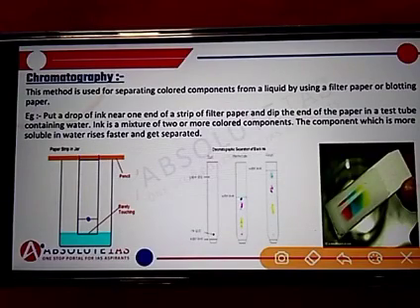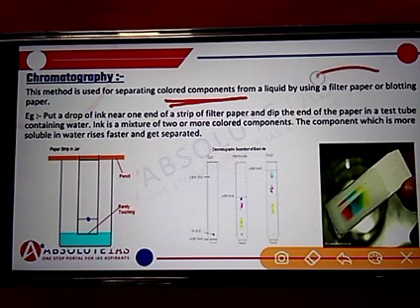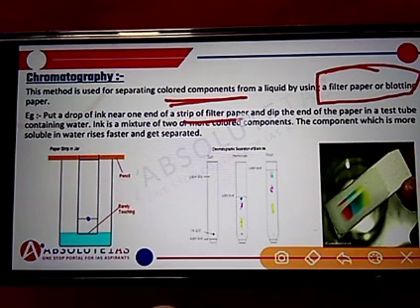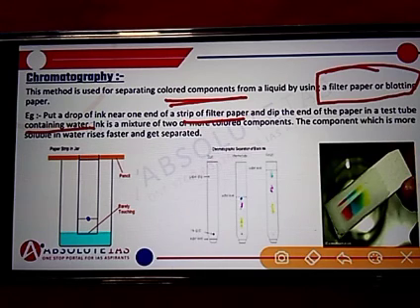Now the next process is chromatography. This method is used for separating colored components from a liquid by using filter paper or blotting paper. So what is this process? Put a drop of ink near one end of a strip of filter paper and dip the end of the paper in a test tube containing water.